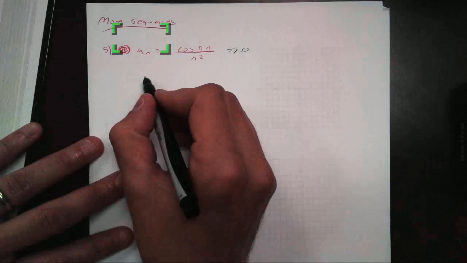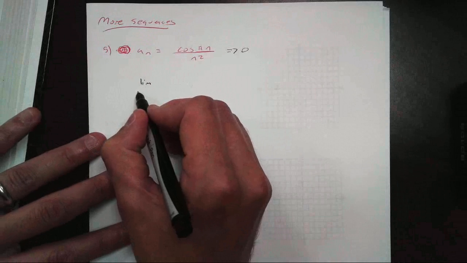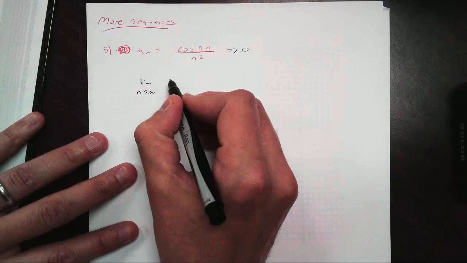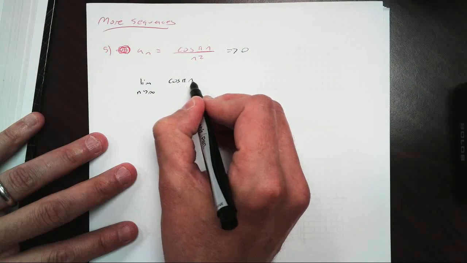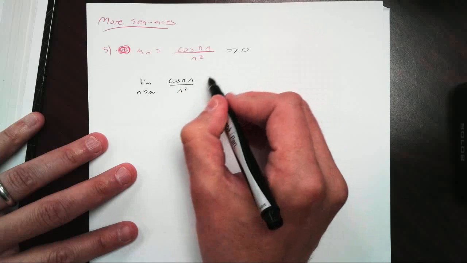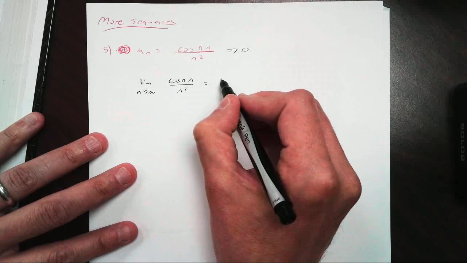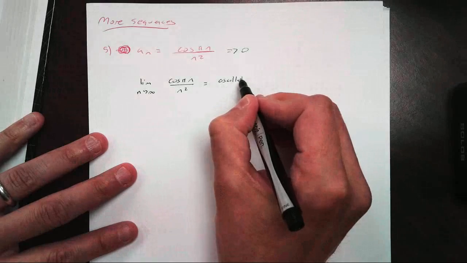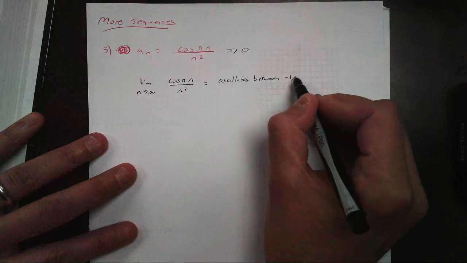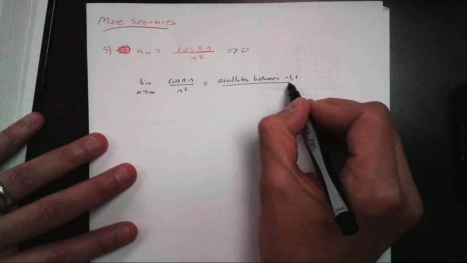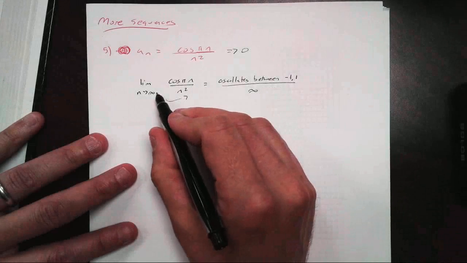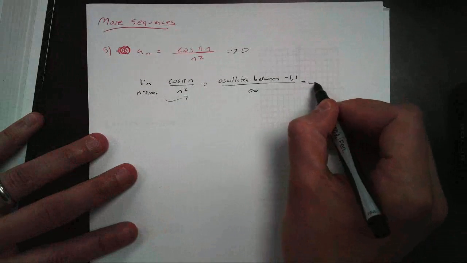But let's take a look using our limit process. We take the limit as n goes to infinity. And if I plug this in, I get the cosine of pi n over n squared. And again, we have to write the limit process, even though we know what's going to happen. Well, the top just oscillates between negative 1 and 1. But the bottom, if I plug it in, goes to infinity, just like we said here. But we have to show it with the limit process. So that's going to equal 0.